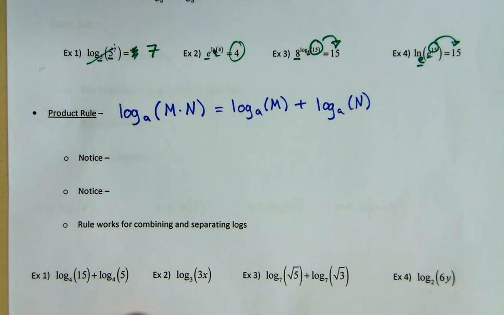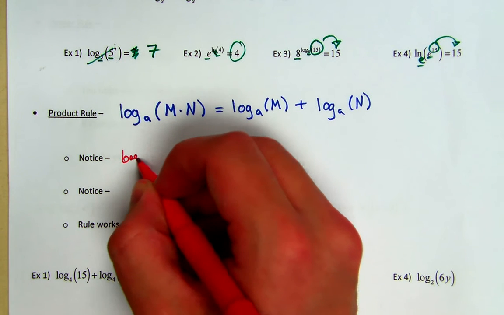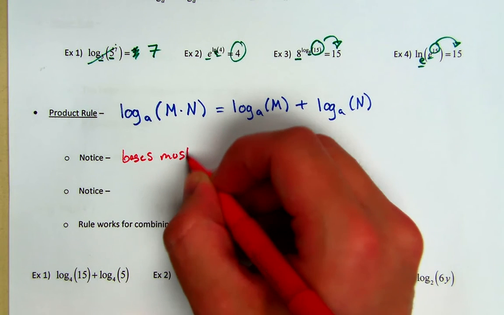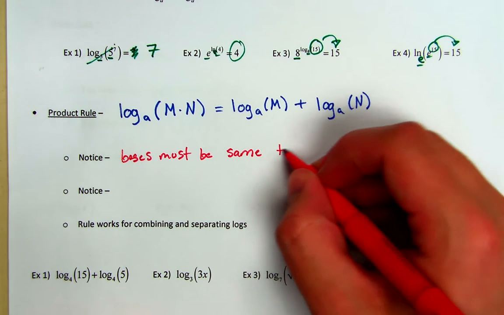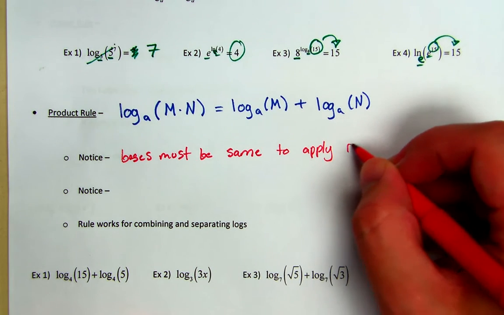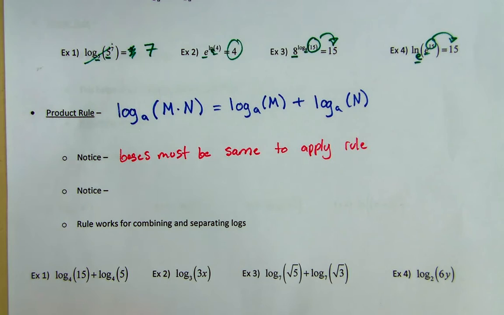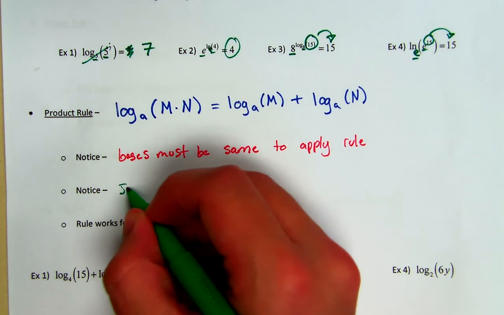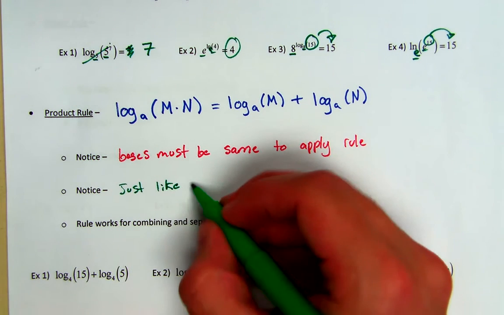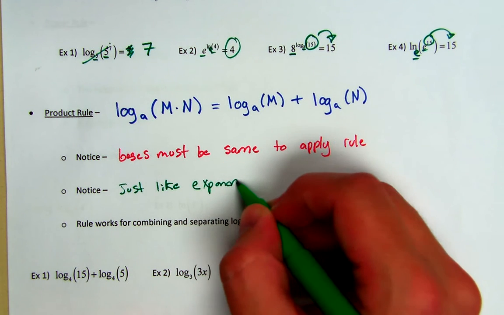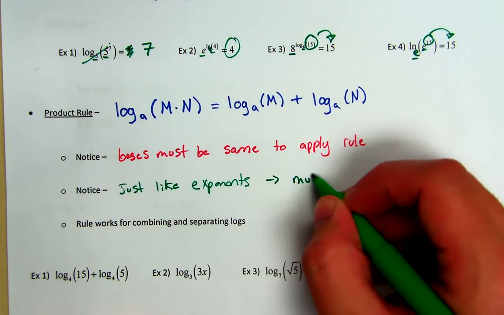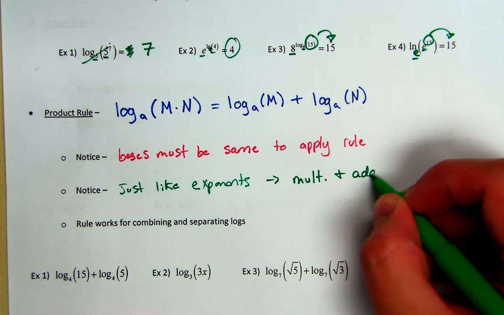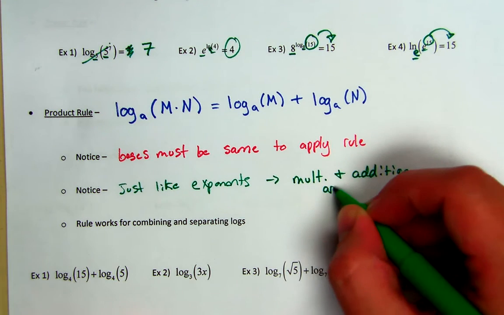Addition will become multiplication. So first thing to notice here, bases must be the same to apply the rule. Another thing to notice here is just like exponents, multiplication and addition are paired together. So multiplication and addition are together.